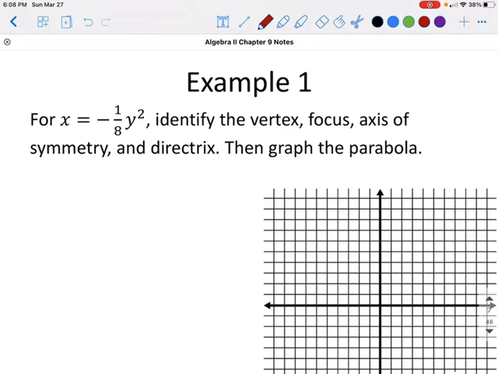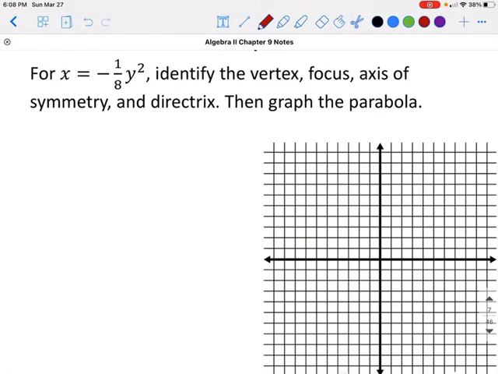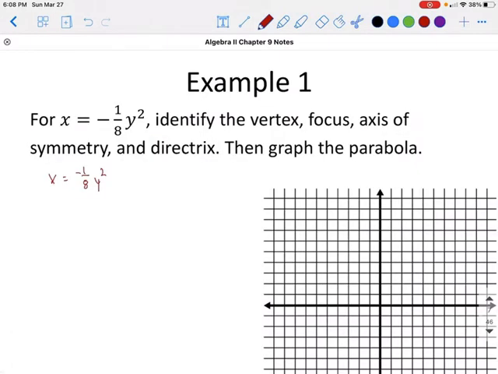So on this one, we have an equation of x equals negative 1/8 y squared. We're going to identify the vertex, the focus, the axis of symmetry, the directrix, and then we're going to graph it. Now we're going to start with that equation first. If you look back at the equations, when the y part is squared, whatever is squared is by itself. So we want to get the y squared by itself on this one. So we're going to multiply both sides by negative 8. This will give us negative 8x equals y squared.